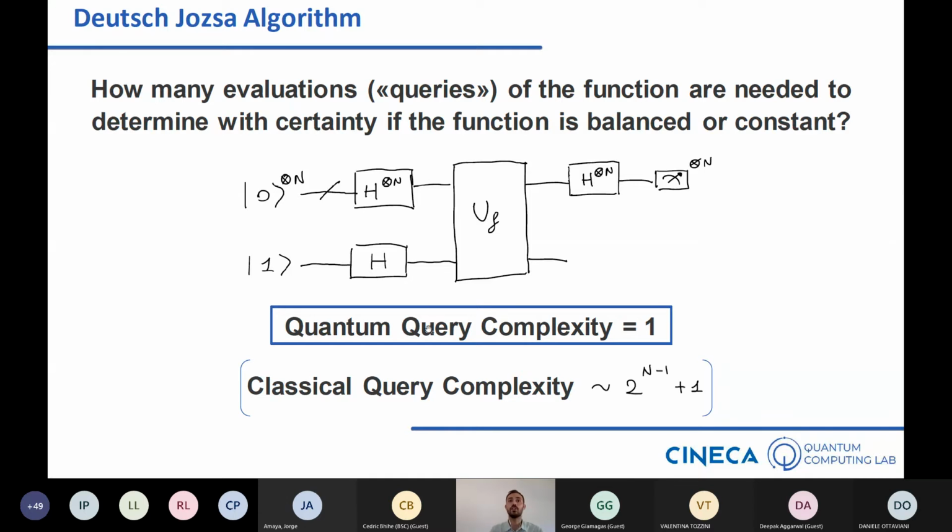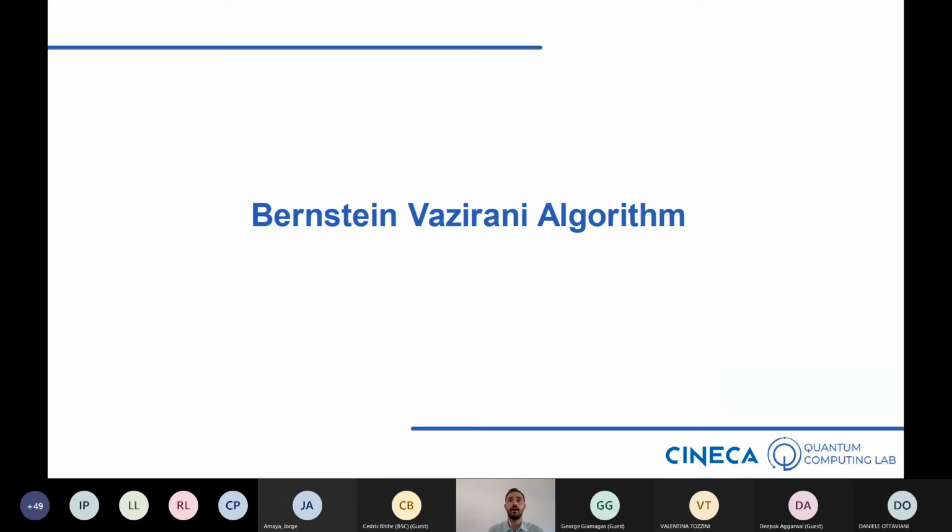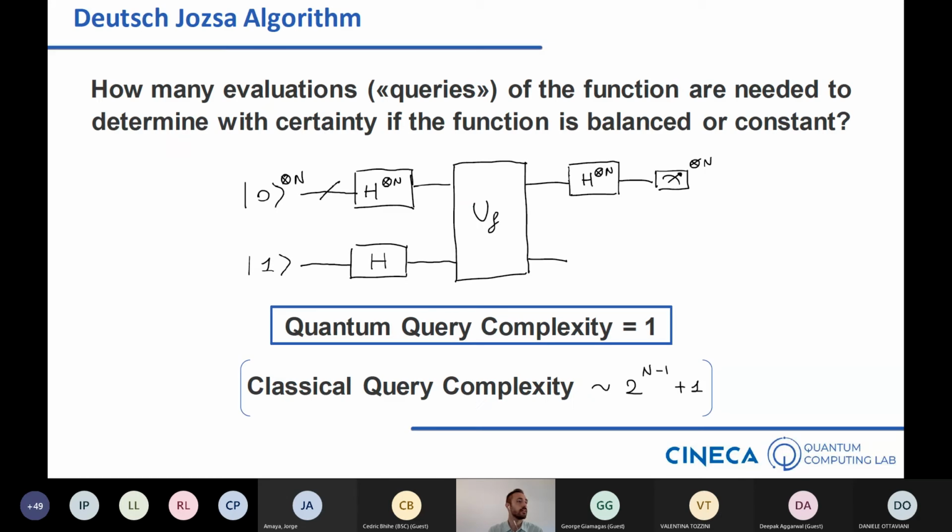And this is in contrast with the classical query complexity that we've seen before, which was something that goes like 2 to the n. And so in this way, you exploit quantum parallelism to the maximum level. I think we have the pause now.